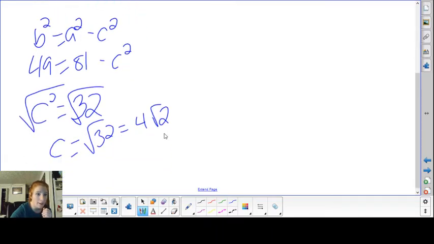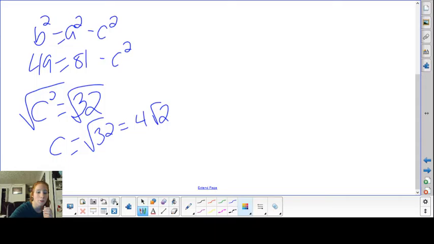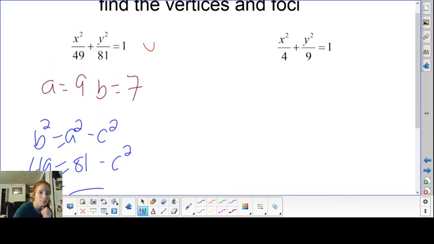So now that I have my A, I have my C, we're going to go ahead and locate our points. So my vertex with my A is where? X coordinate or Y coordinate? Y coordinate. So it's going to be 0, comma, plus or minus 9. And my foci has to be in the same spot. It has to be in the Y, so it's going to be 0, plus or minus 4 root 2.